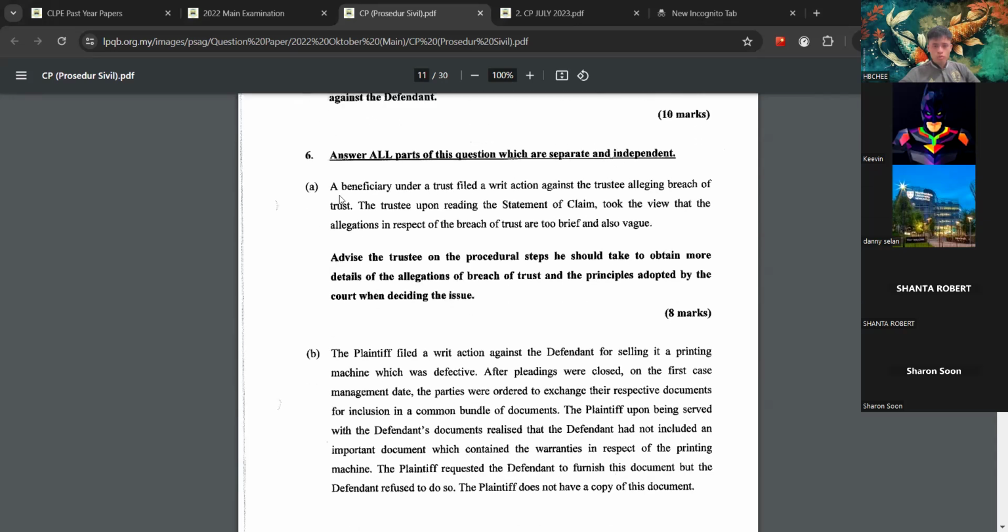Okay, now come to question number 6. Beneficiary under trust file writ action against the trustee alleging breach of trust. Trustee, upon reading statement of claim, took the view that allegation in respect of the breach are too brief and also vague. Advised the trustee on the procedural steps to obtain more details of the allegation and the principle adopted by the court deciding the issue.